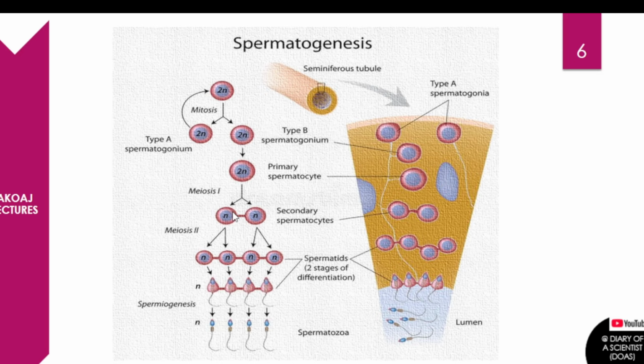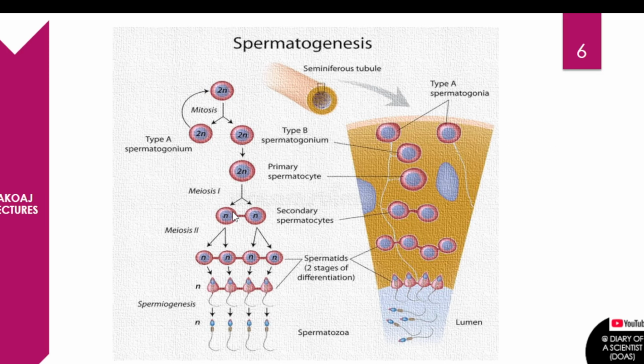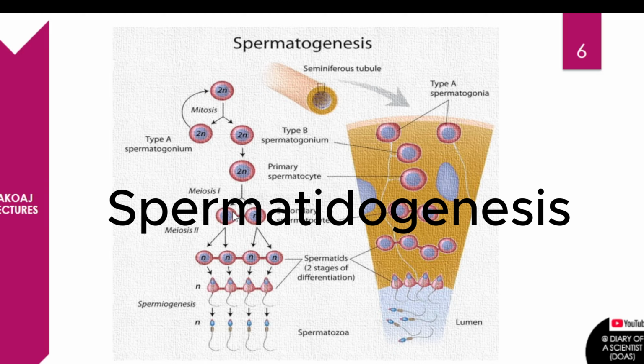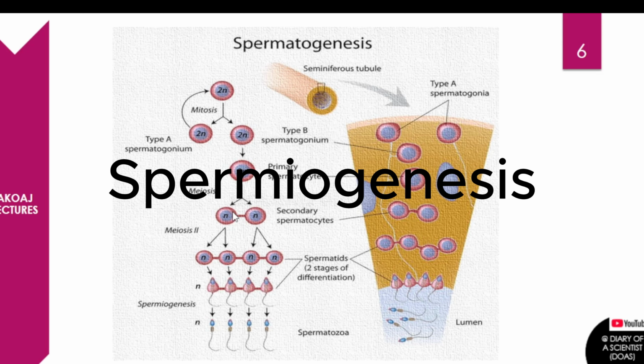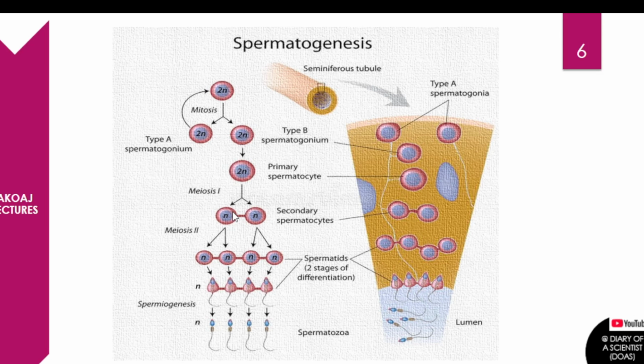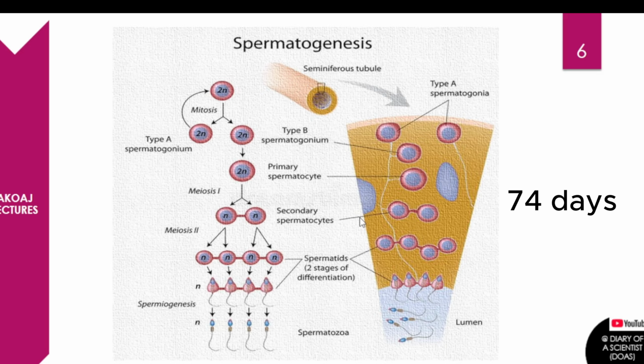Now, the process by which a spermatogonium undergoes cellular division to form spermatocytes is known as spermatocytogenesis, while the process by which they form spermatids is called spermatidogenesis. The process by which spermatids form spermatozoa is known as spermiogenesis. Now, we can conclude that spermatogenesis involves 3 fundamental processes, which include spermatocytogenesis, spermatidogenesis, and spermiogenesis. In humans, it takes about 74 days to form a mature male reproductive gamete.